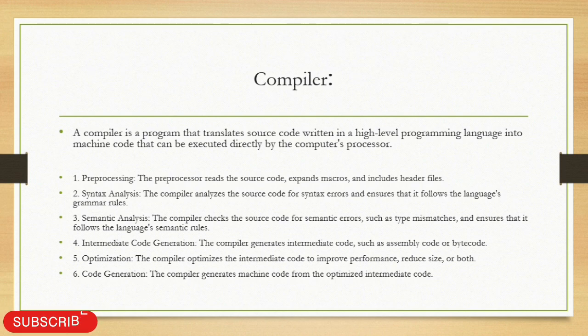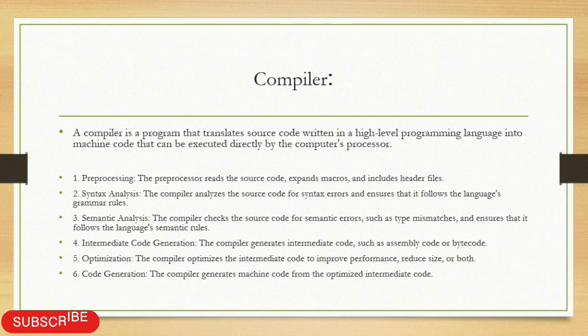Okay, we have certain points such as syntax analysis. We have already discussed in brief that compiler analyzes the source code for syntax errors and ensures that it follows the language grammar rules. Semantic analysis: the compiler checks the source code for semantic errors such as type mismatches and ensures that it follows the language semantic rules. So you can follow my PPT for your notes as well. Here I have mentioned some specific points which can be used as the features of compiler.